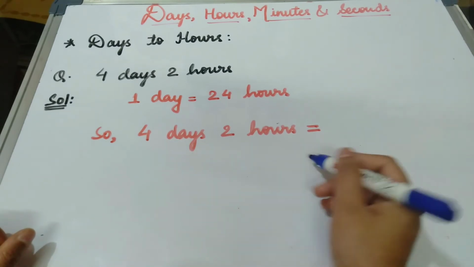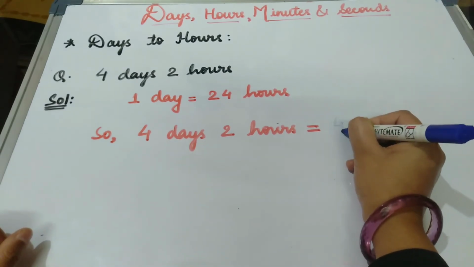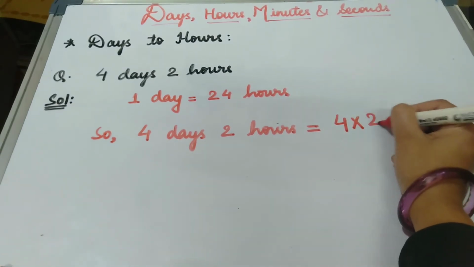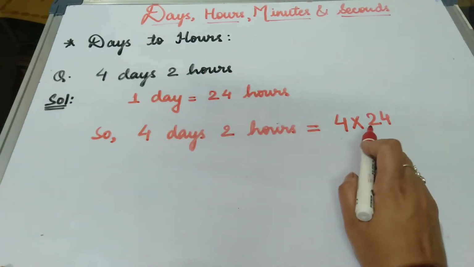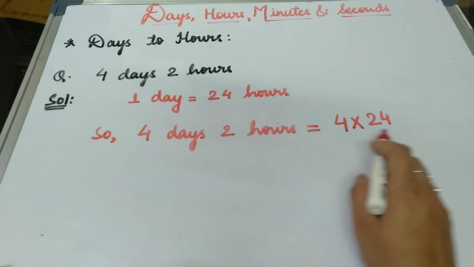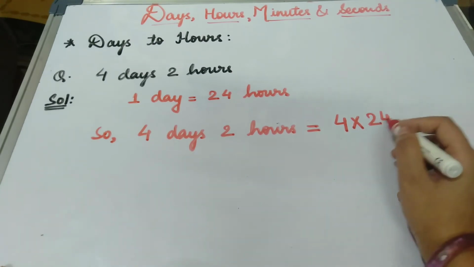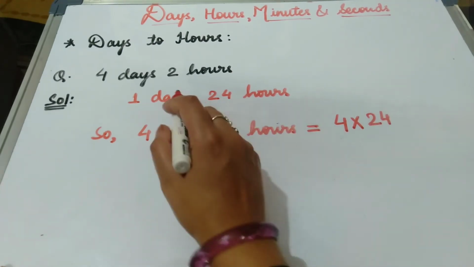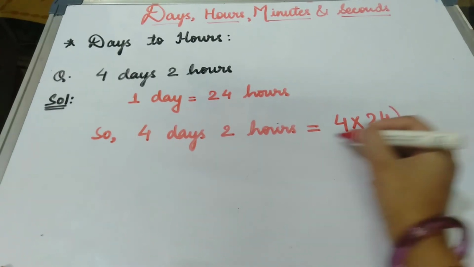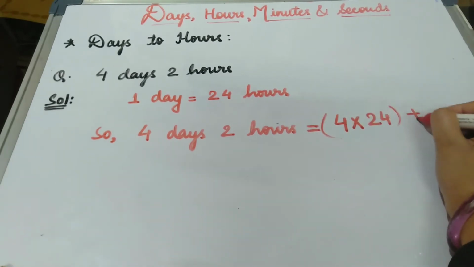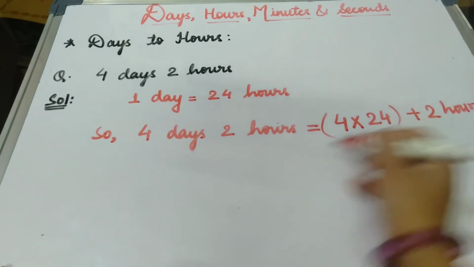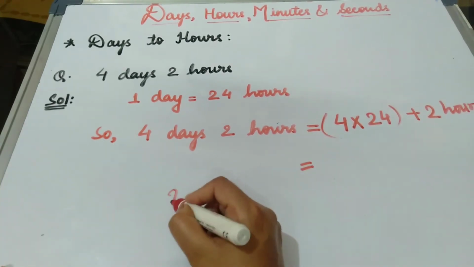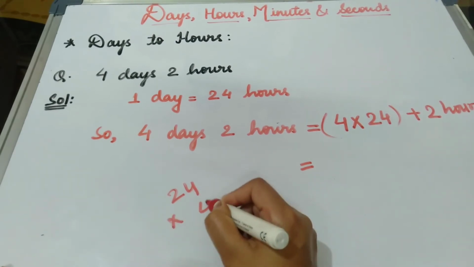Okay, so 4 days will have 4, multiply 4 by 24. So whenever we have to convert days into hours, we will multiply the number of days by 24, as 1 day is equal to 24 hours. So we will put it in bracket, and 2 more hours are given over here, so we will add it. So 4 into 24 will be how much? You can multiply it in the rough column.